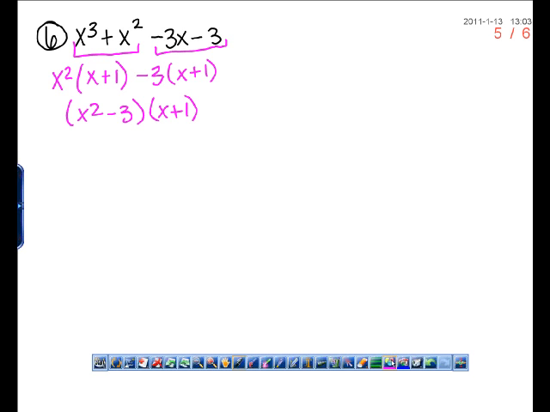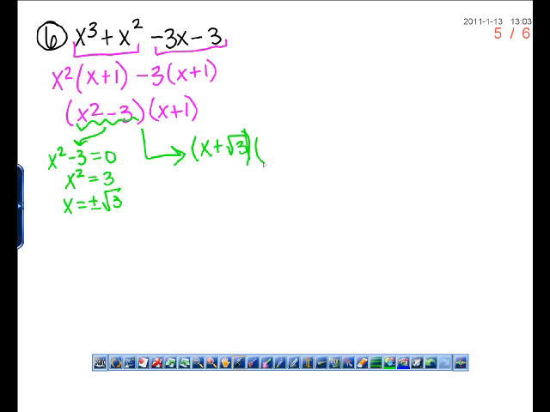So we're going to take the one that's not factored completely, x squared minus 3, and let's find the roots. x squared minus 3 equals 0. x squared equals 3. So what does x equal? Very good. Plus or minus the square root of 3. So if we keep factoring, what would my factors be? x plus the square root of 3, x minus the square root of 3, and what else? x plus 1.